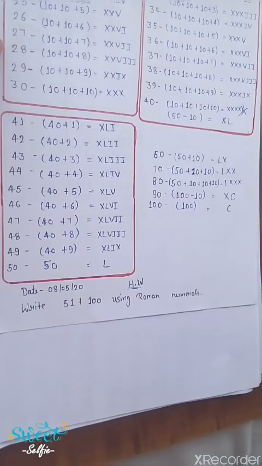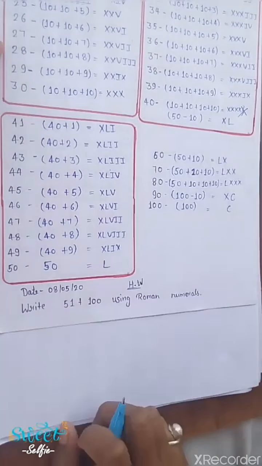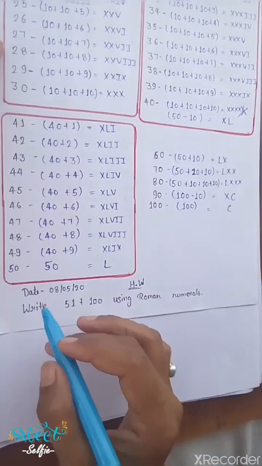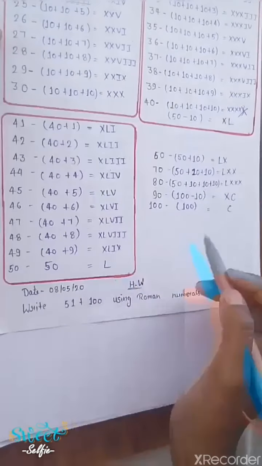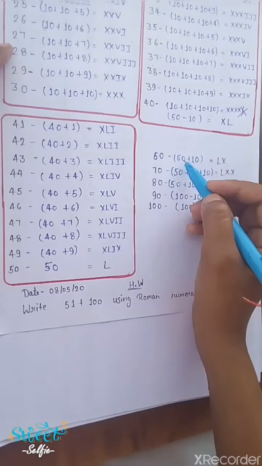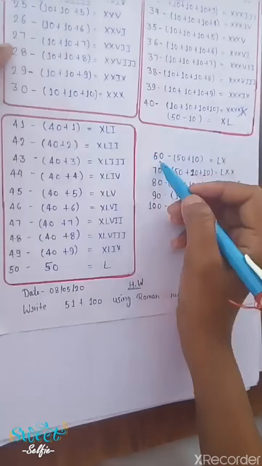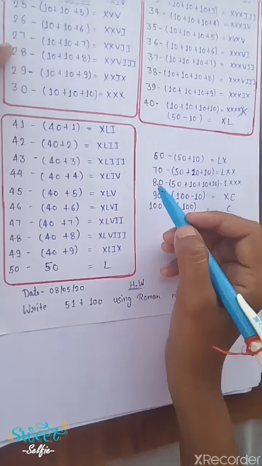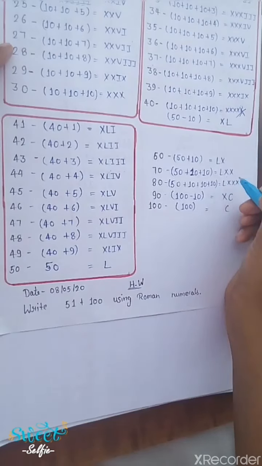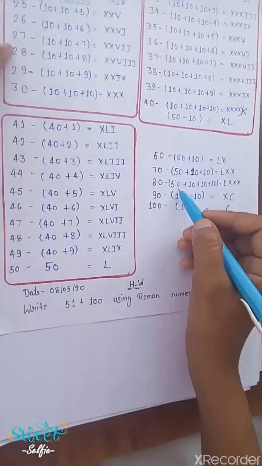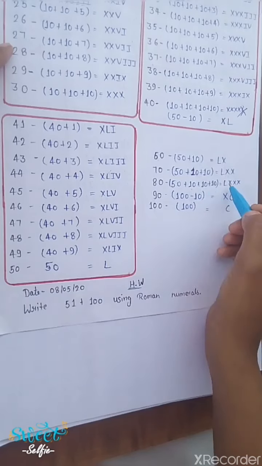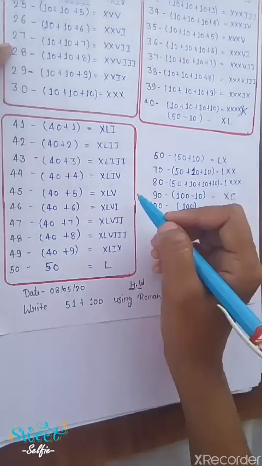Now this is your homework. You have to write 51 to 100 using Roman numerals. For this I am giving you some clues. For 50 we use L, and for 60 we can write 50 plus 10. For 50, L, and for 10, X. So for 60 the Roman numeral is LX. Next for 70, 50 plus 10 plus 10, it means LXX. For 80, 50 plus 10 plus 10 plus 10: for 50 L, and for the three 10s XXX. So for 80, LXXX.